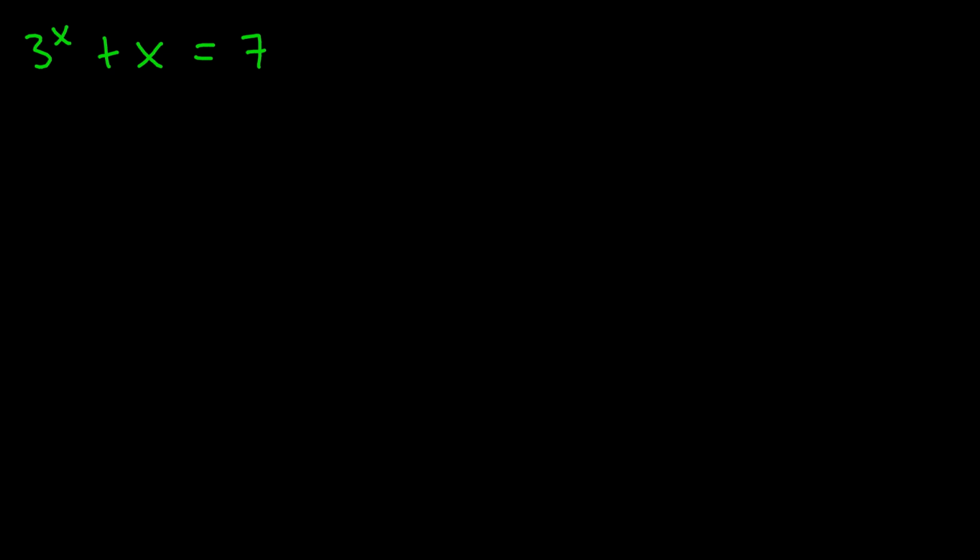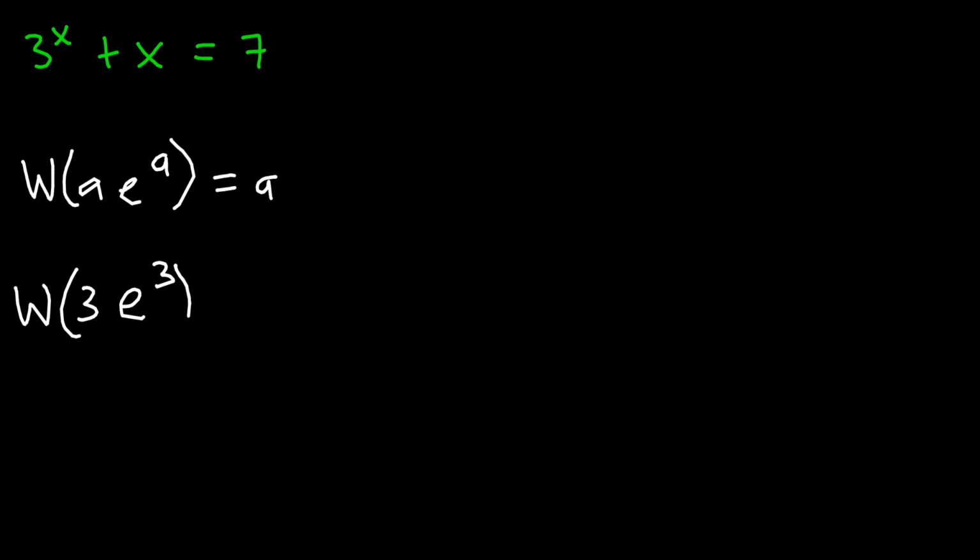Let's say you have a times e to the power of a. If you apply the Lambert W function, it will give you a. For example, if you have 3 times e to the power of 3, if you apply the Lambert W function, you will get 3. Now let's see how we can use this to solve the equation.